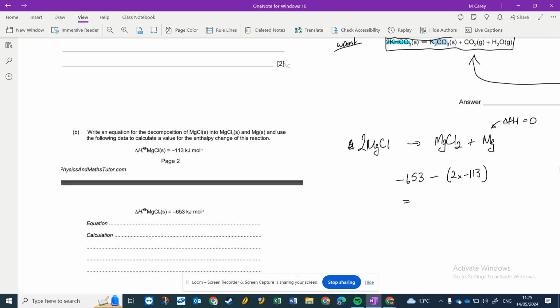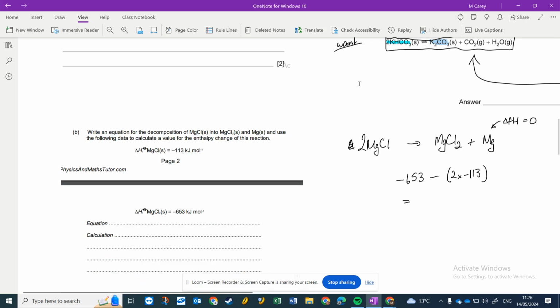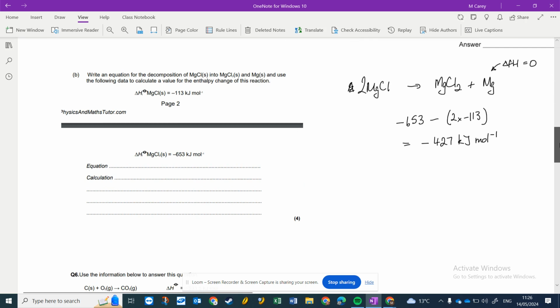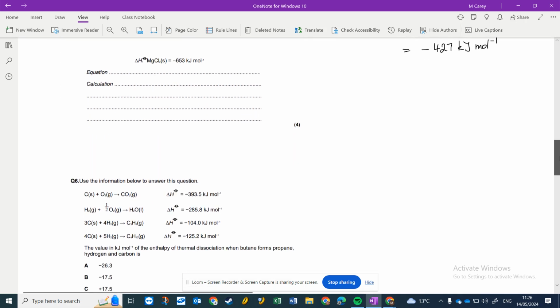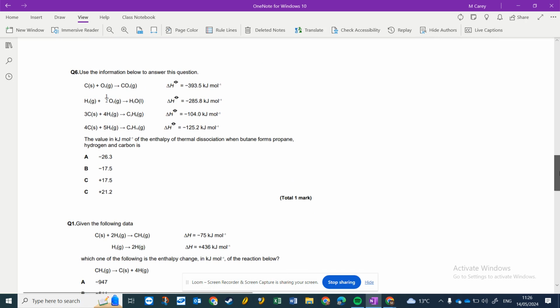That's equal to minus 427. Actually, no, that's an easy one. You don't have to combine. If they're all enthalpy of combustion or enthalpy of formation, you will not have to combine them like I just did there. It's only when they're different. Okay, so this one here, you have 2 enthalpies of combustion and then you have 2 enthalpies of formation, right? So this is not going to cut it.